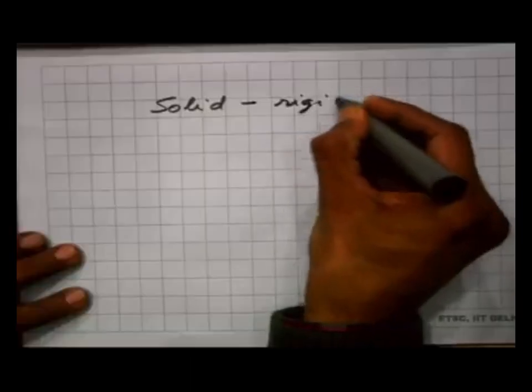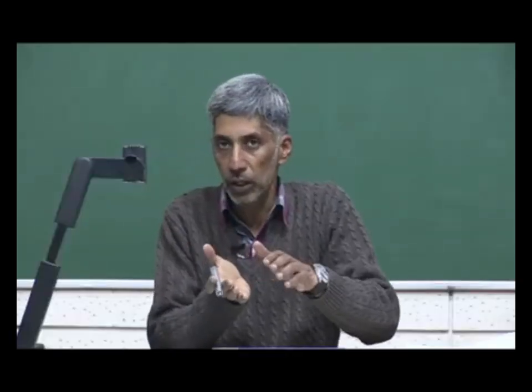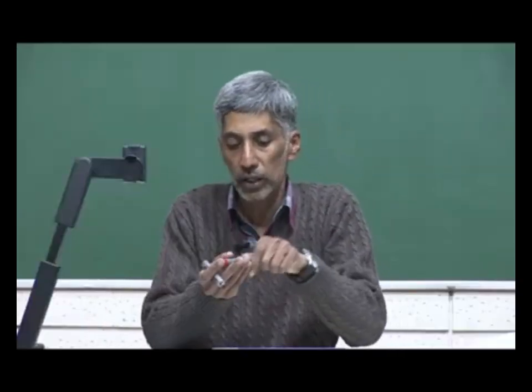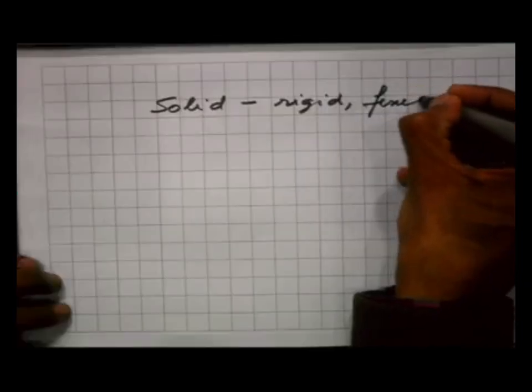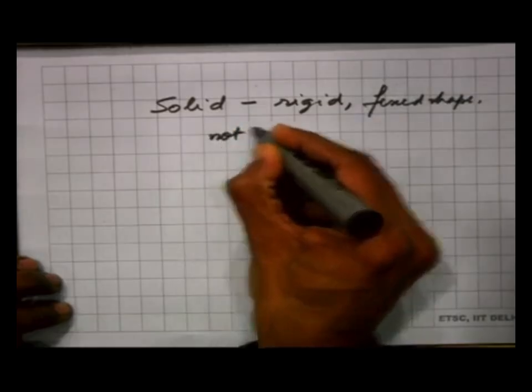So, if I take a solid, the solid is rigid, which means that if you apply a pressure on this, it does not change its shape very quickly. You take anything like this, a pen for example, it is very difficult for me to change the shape of this unless I apply a lot of pressure. The second thing is that it has a fixed shape and it is not compressible.